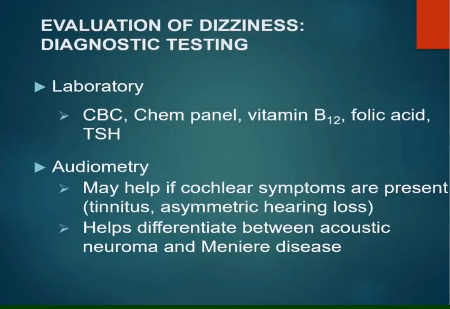Some of the other tests that we need to consider are to look for anemia, calcium and electrolyte disorders, both vitamin B12 and folate deficiencies, particularly folate in the diabetic patient, as well as thyroid disease. So hypothyroidism is often associated with both hearing loss and with vestibular disorders. You might want to consider audiometry, particularly to help you look at cochlear symptoms such as tinnitus or asymmetric hearing loss, and it may help differentiate between acoustic neuroma and Meniere's disease.